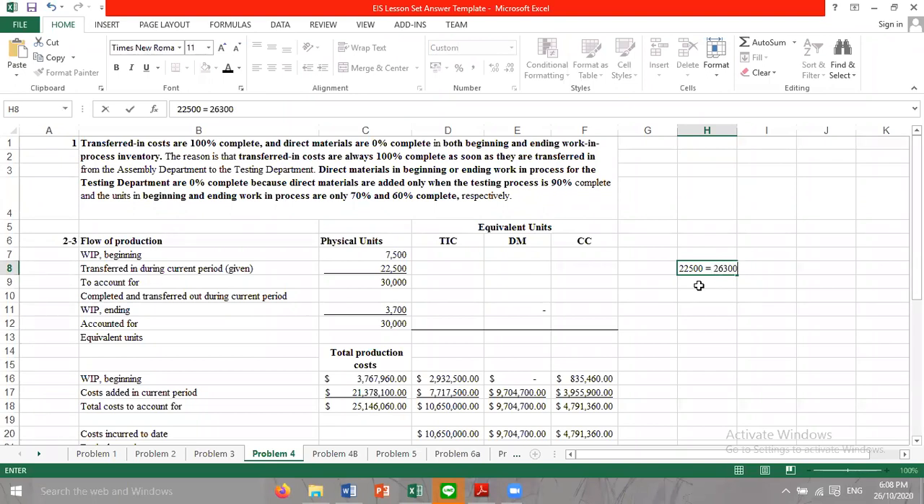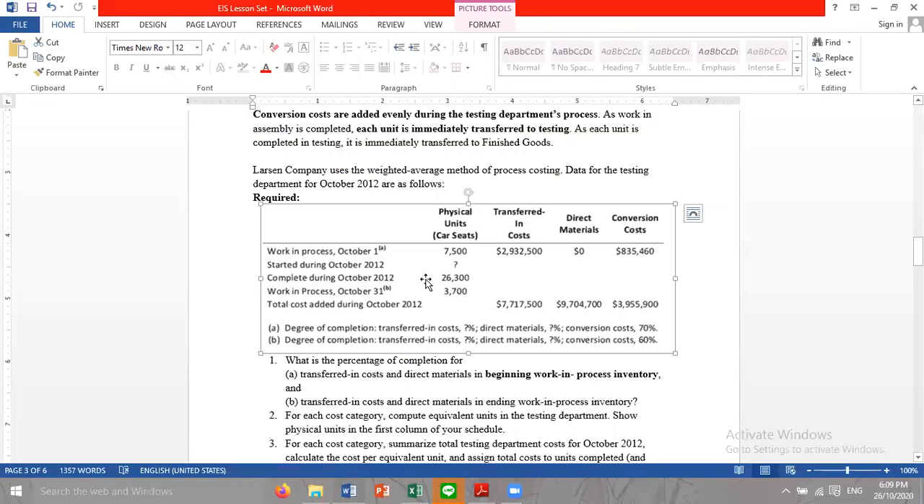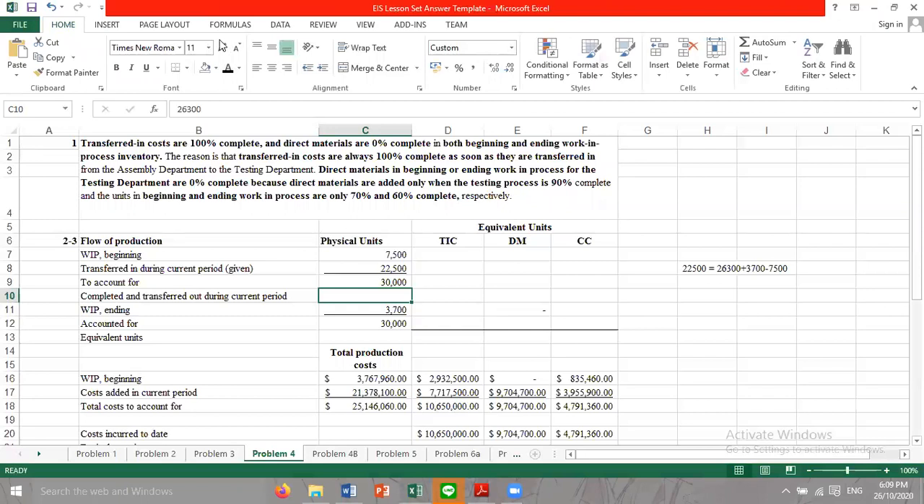100 plus 3 minus 700. Okay. Then we have a total of 30,000 units to account for. Now, how much is completed and transferred out during the current period? This time it's stated complete during October 2012 to 26,300, whereas the work in process ending is also stated, 3,700. Once again, we need to make sure that the units to account for and accounted for are equal. This one needs to be equal.